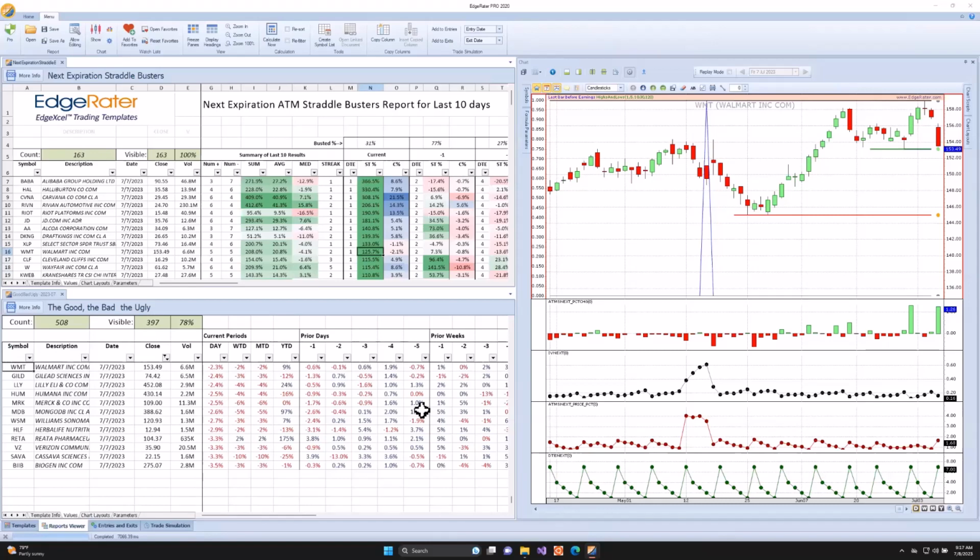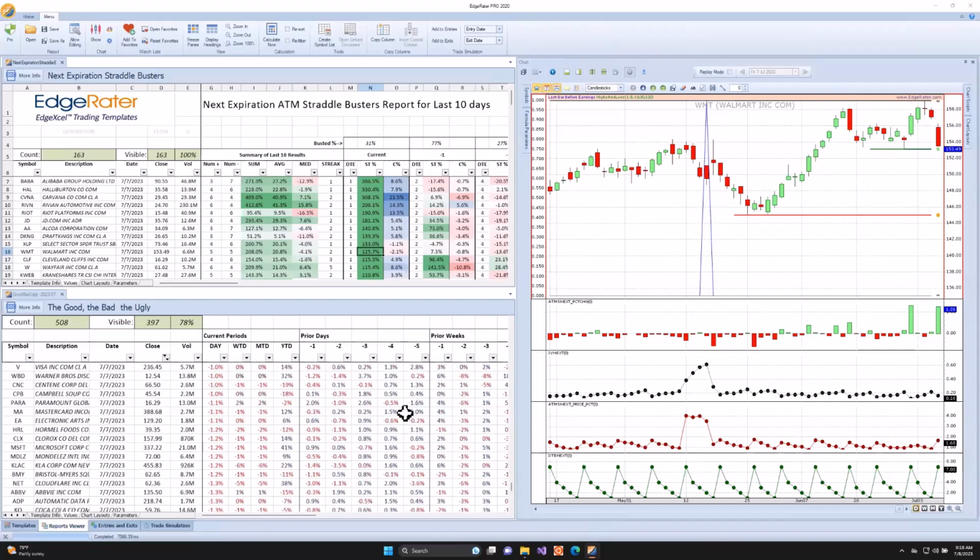So if you have favorite indicators or favorite styles of trading, for instance, an example might be breakouts of squeezes, stocks that are in squeezes that break out. You can have that report open as well, and then you can go through and see how that stock is behaving with the parameters of the other templates as well. So that's a very useful thing to do.